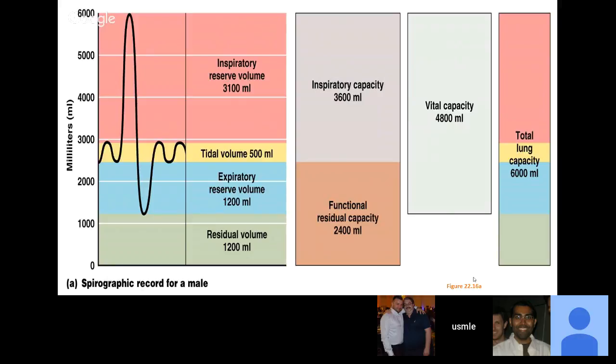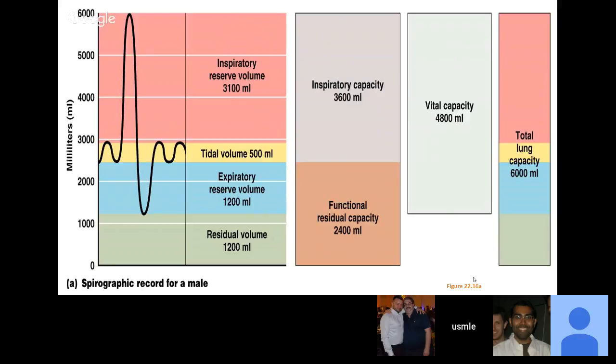Total lung capacity is the sum of the inspiratory reserve volume plus the tidal volume plus the expiratory reserve volume plus the residual volume. So we saw that the residual volume is everything that is left behind and does not move much, and that is the part of the dead space that is 1200. And then the expiratory reserve volume is everything that you ask your patient to take out of the lung by forcing.